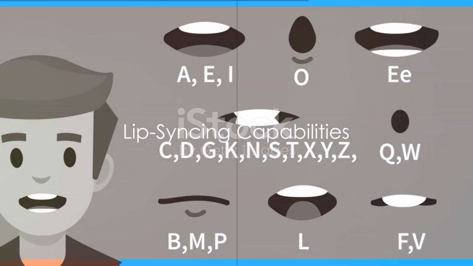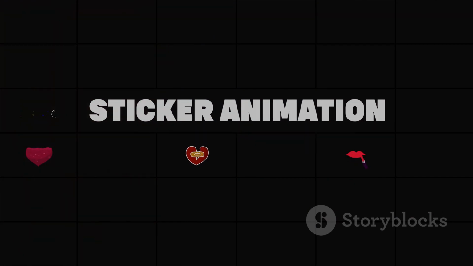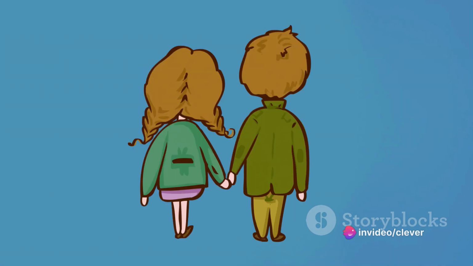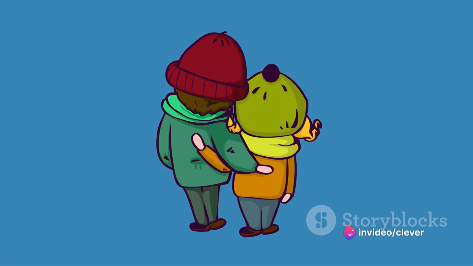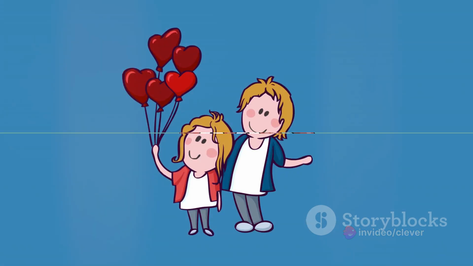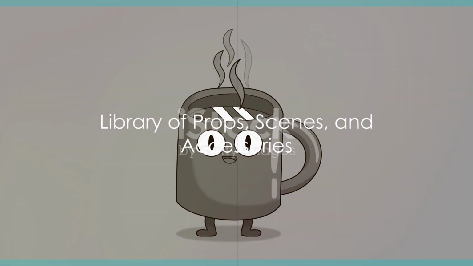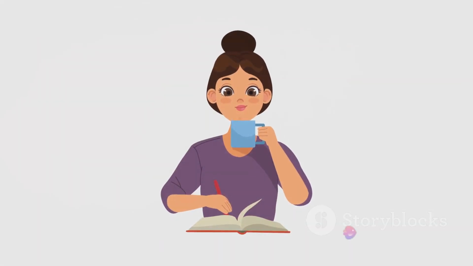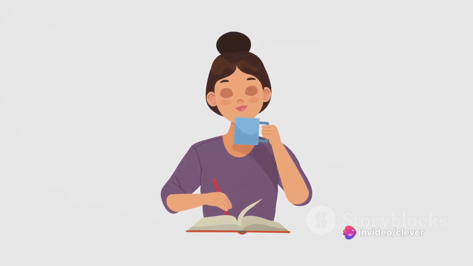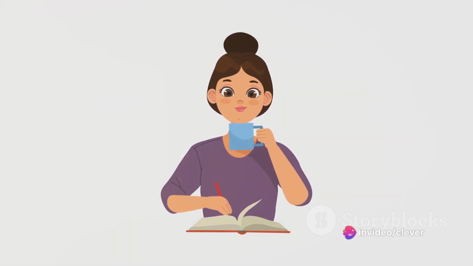Cartoon Animator 4 also excels in its lip-syncing capabilities. By using its automatic lip-syncing feature, users can easily match characters' lip movements with audio, creating a more believable dialogue within the animation. The software doesn't just stop at characters. It also provides a vast library of props, scenes and accessories. Whether it's a bustling city background or a simple coffee cup, Cartoon Animator 4 has it all.